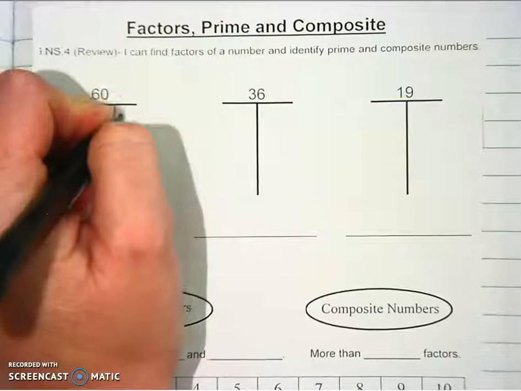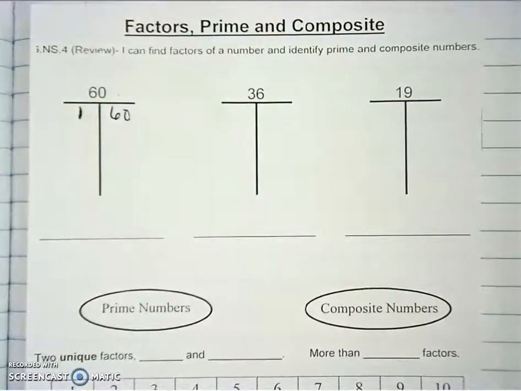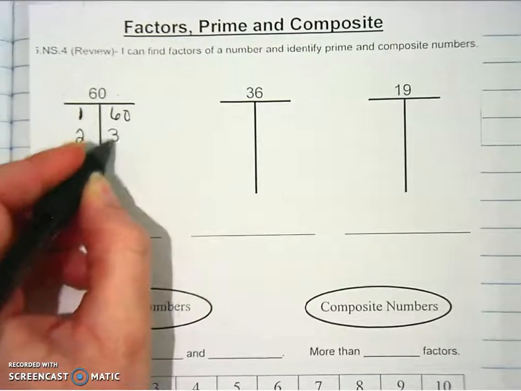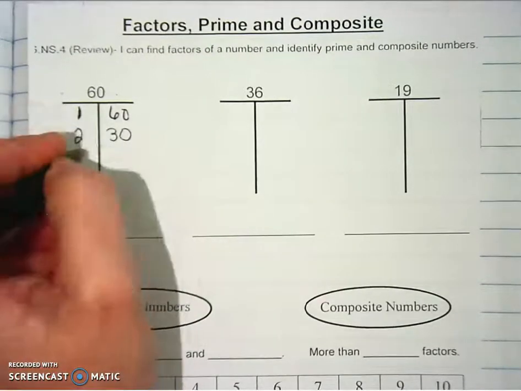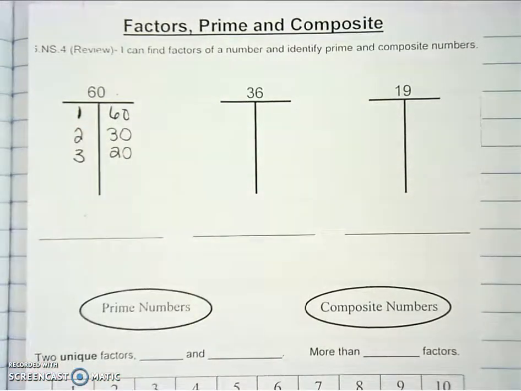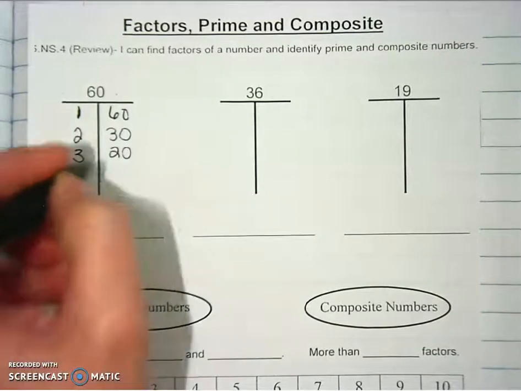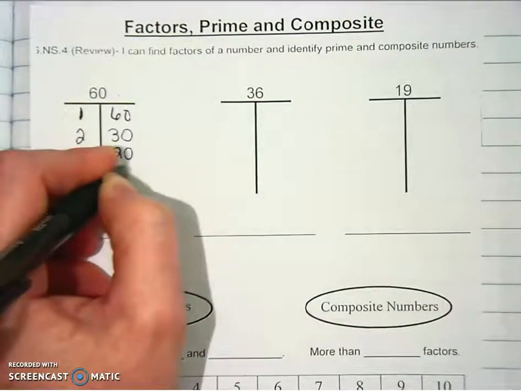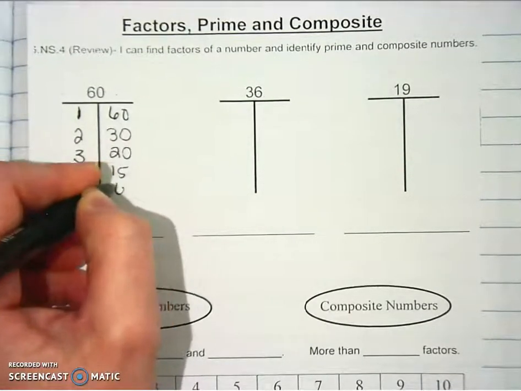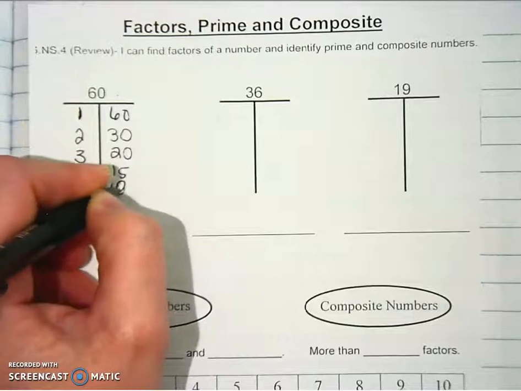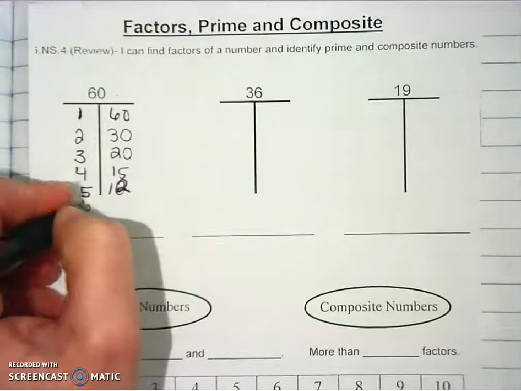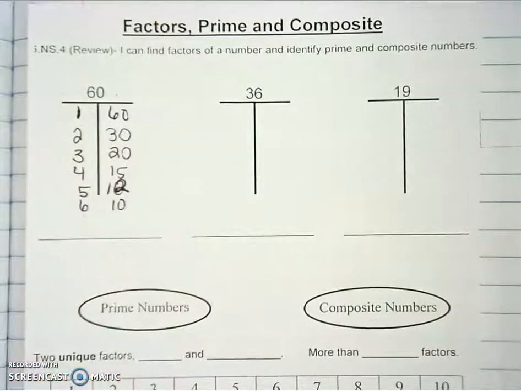So 1 times 60 gets us to 60. 2, yes, because it's an even number, so 2 times 30 will get me to 60. 3 as well, 3 times 20 will get me to 60. 4, yes, 4 times 15 will get me to 60. 5 times 12, excuse me, I had to think about that. 5 times 12 will get me to 60, and 6 times 10 will get me to 60.